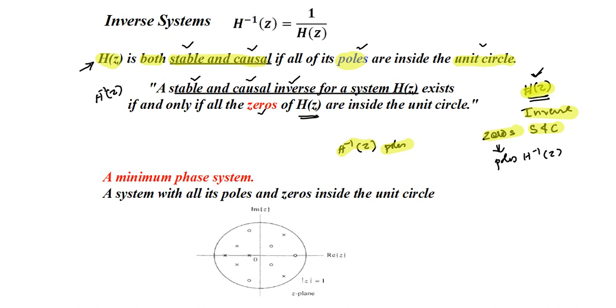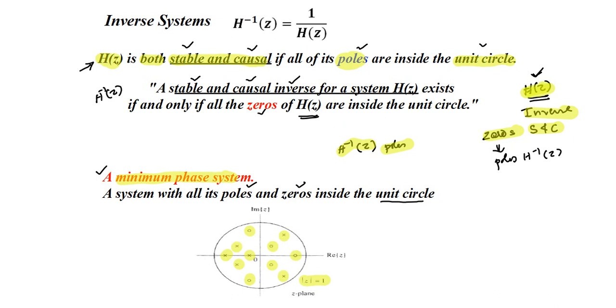Another important point is the minimum phase system. A system with all its poles and zeros inside the unit circle is called minimum phase. So here you can see one example. Here the zeros are indicated by small circles and poles by crosses. You can see all the poles and zeros of the system lie inside the unit circle, so we can call this system a minimum phase system.